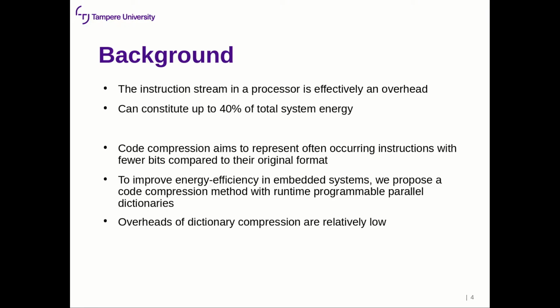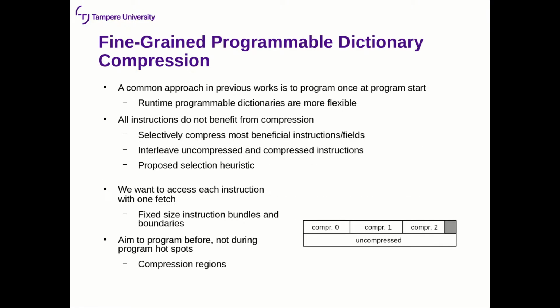For this, we propose to use runtime programmable parallel dictionaries. As previous work has noted, overheads of dictionary compression are relatively low when compared to statistical methods such as Huffman. A common approach in previous works is to program the dictionaries or dictionary once at program start and be done with it. Runtime programmable dictionaries are more flexible, as you can change the contents as you will, and they may allow better compression ratios.